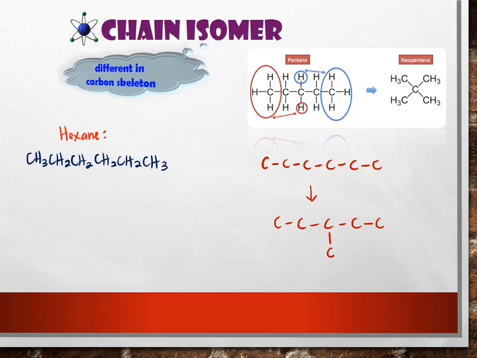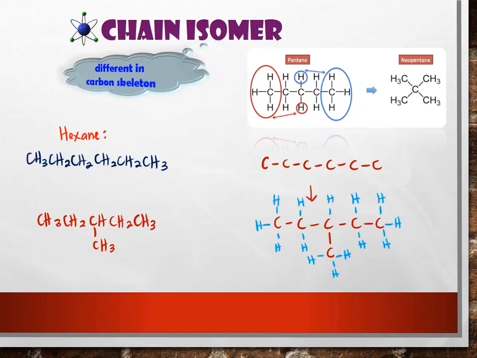What we need to do, we need to draw the hydrogen atoms. Don't forget, each carbon atom must consist of 4 bonds. So here, we need to draw 3 hydrogen. So complete your structure with the hydrogen atoms. Make sure the total should be 14 hydrogen. If you calculate here, all the hydrogen is 14 hydrogen. Still the same, C6H14. So if you condense this structure, it will become like this: CH3, CH2, CH, and then we have a branch here, CH3, CH2, CH3. So this pairing we call chain isomer.